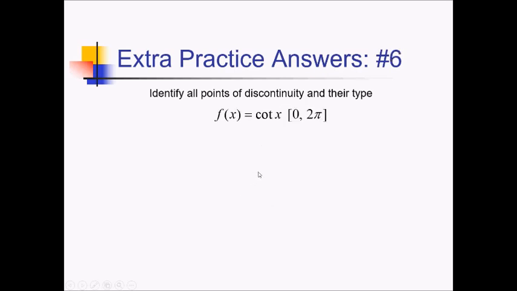On this problem, we're trying to find points of discontinuity and what type they are. Now, cotangent, you might recognize, is one of those 4 trig functions that has asymptotes because it's the quotient of one or more trig functions. Cotangent, for example, is cosine over sine. So this is going to have vertical asymptotes wherever sine takes on a value of 0.